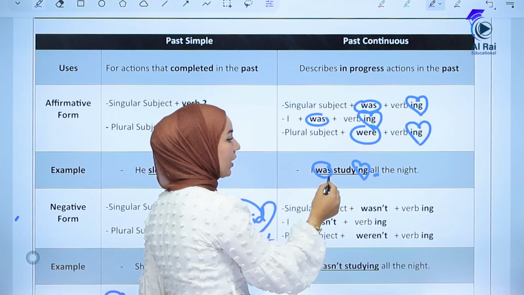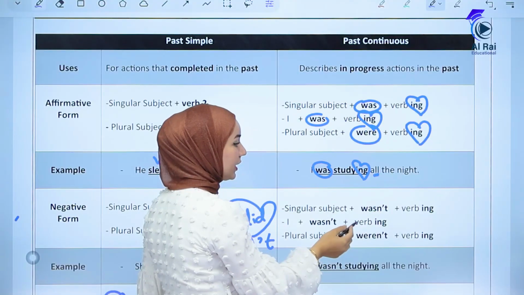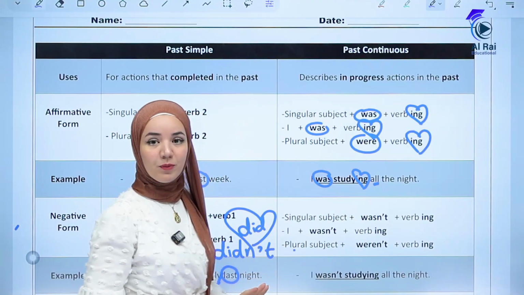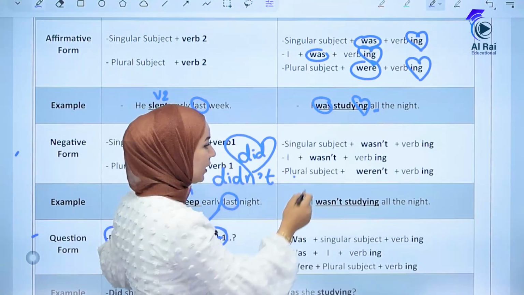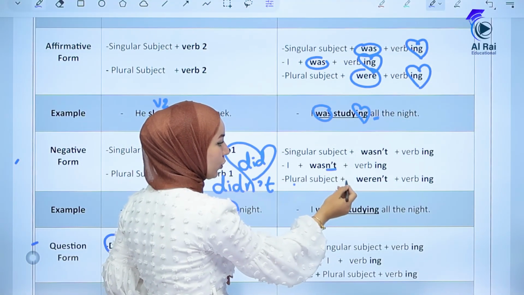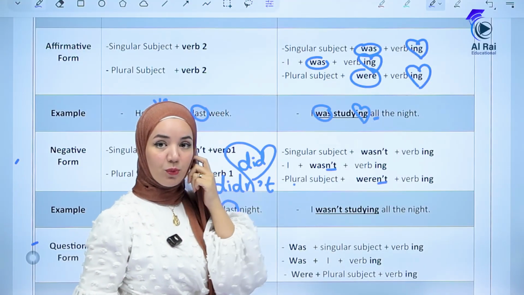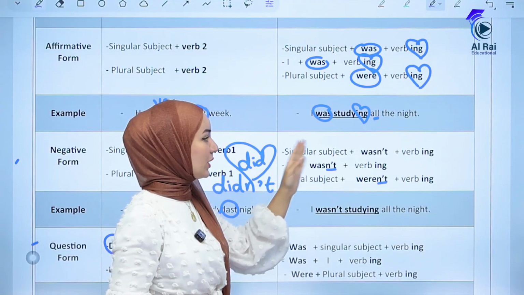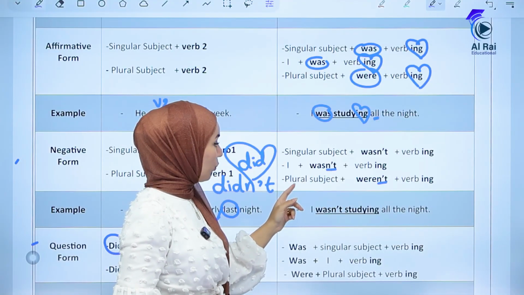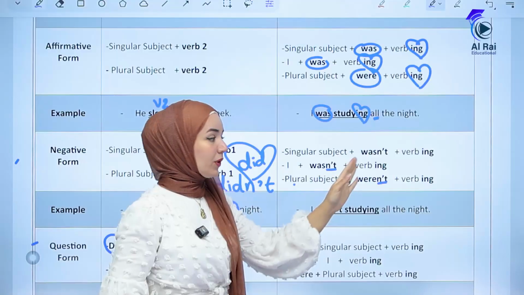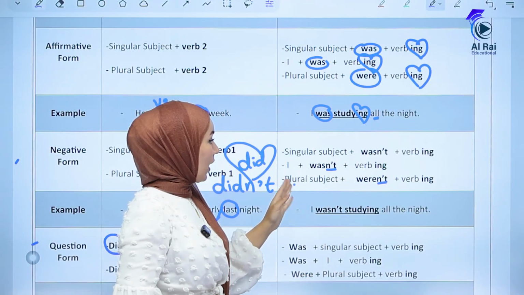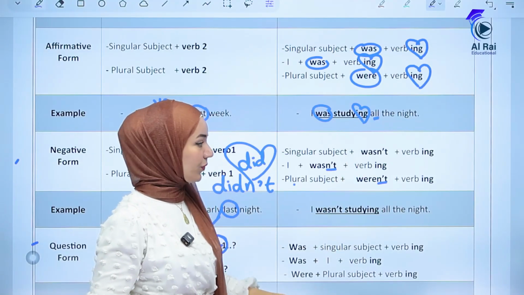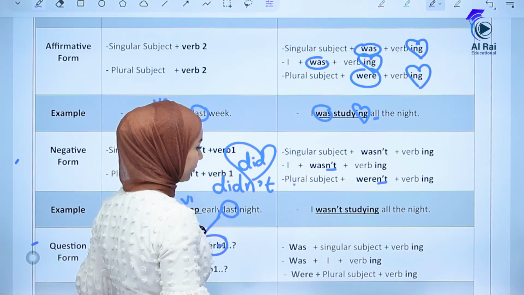So for example, I was studying all the night. The negative form, I wasn't studying all the night. The same, okay? But you have to add not to was or to the helping verb were. I wasn't studying. I wasn't eating. He wasn't cooking. With the plural, we weren't doing our homework, for example. We weren't cleaning. So, wasn't or weren't.